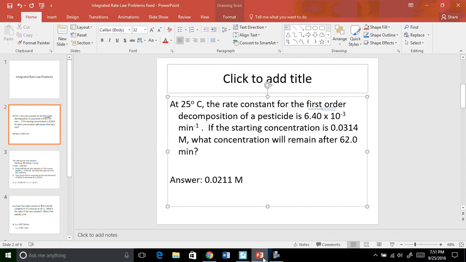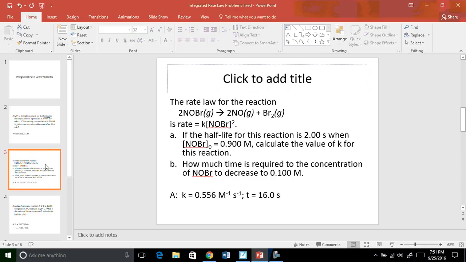Okay, so then here's the second problem I like to do. It says the rate law for this reaction is rate equals K times NOBr squared. Now notice this only works for single reactant systems. And then they tell you the half-life for this reaction is 2 seconds, when the initial concentration is 0.9 molar, calculate the value of K for this reaction.